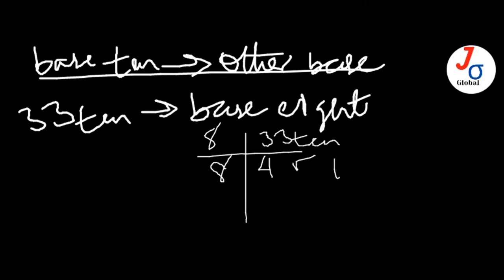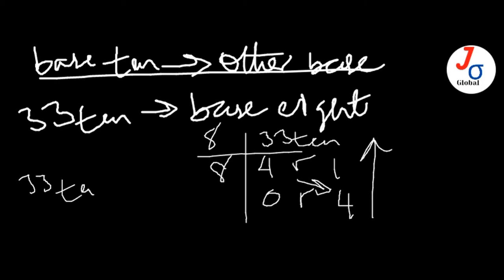It's not possible, so we're going to put that as 0. Then you are left with 4 here, so I'm going to transfer this number here, and we have 4. So to convert 33 base 10 to base 8, I'm going to count from the bottom up: 4 and 1, and that is 41 in base eight. So this is how to convert from base 10 to base 8.